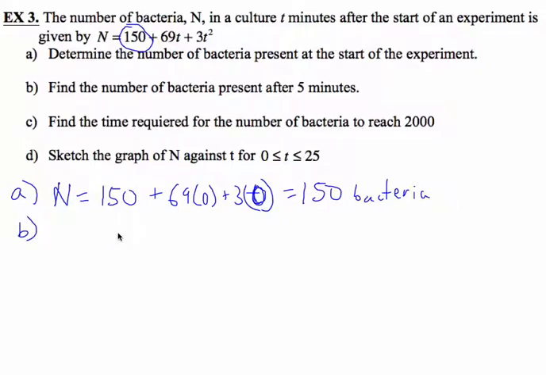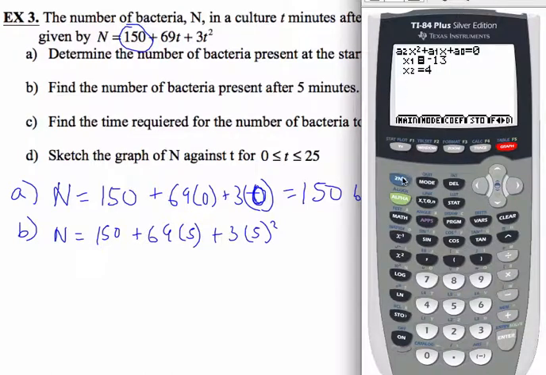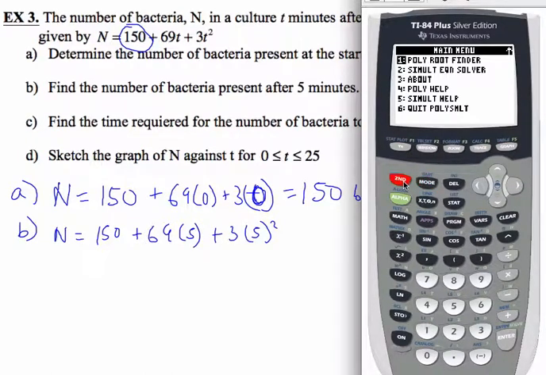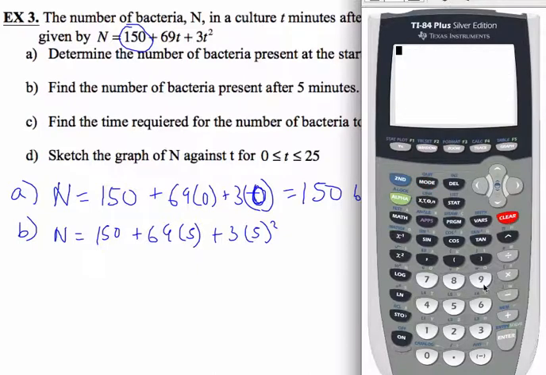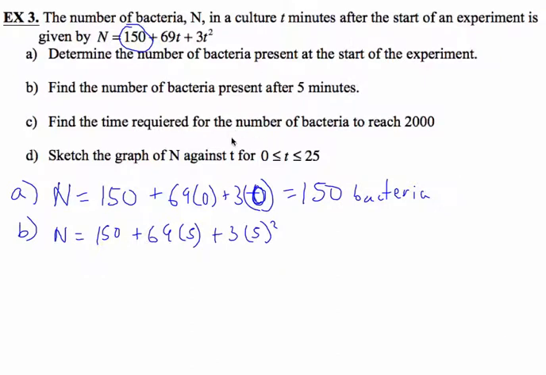So part B, find the number of bacteria present after 5 minutes. So we're going to substitute in 5 here. Okay, and we'll see what we get when we type that into the calculator. Okay, quit, and we get 150 plus 69 times 5 plus 3 times 5 squared gives us 570. 570 bacteria.